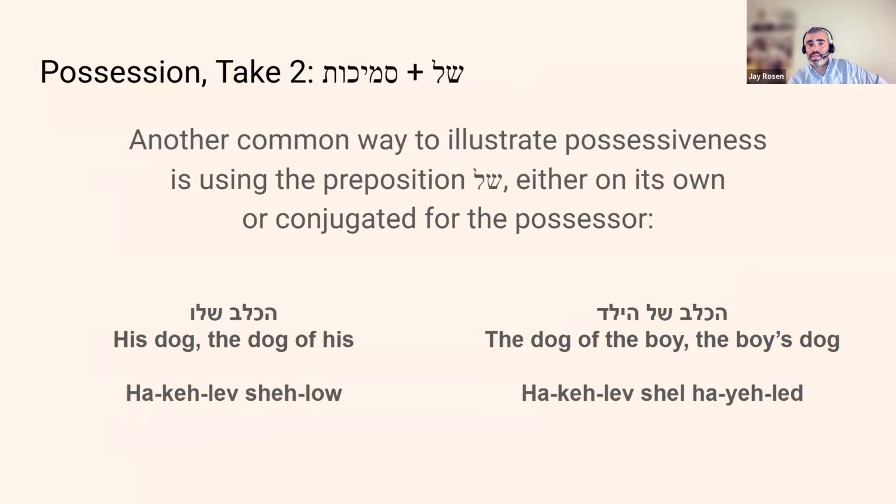Another way to illustrate possessiveness is using the preposition shel, either on its own or conjugated for the possessor. Hakelev shel hayeled, right? The dog of the boy, i.e., the boy's dog, hakelev shel hayeled, or hakelev shelo, right? His dog. Okay, you can use the word shel, meaning of, and then add the correct possessive suffix at the end.